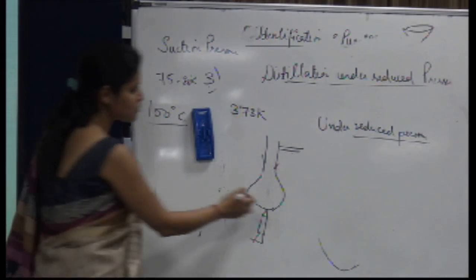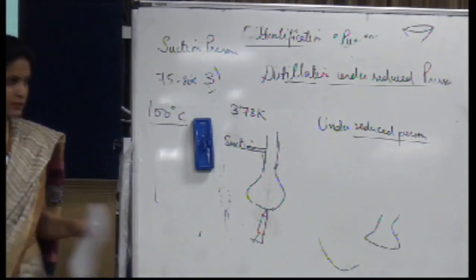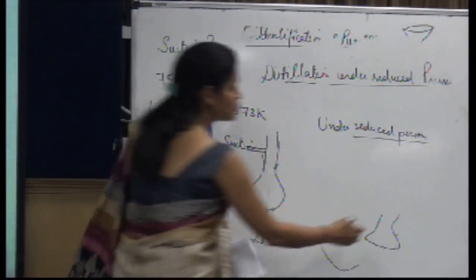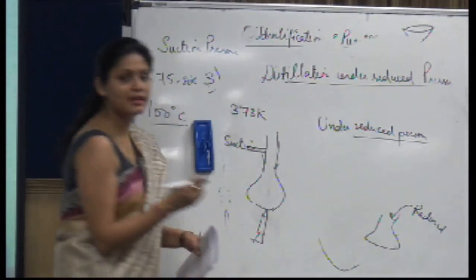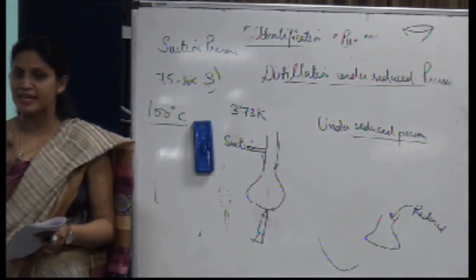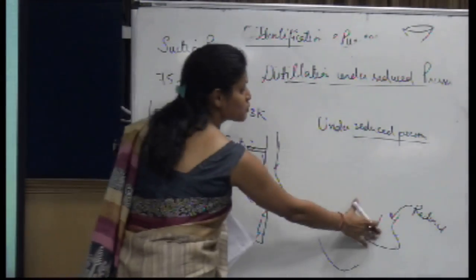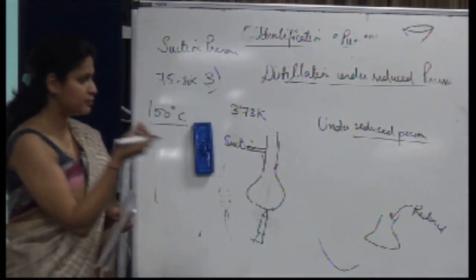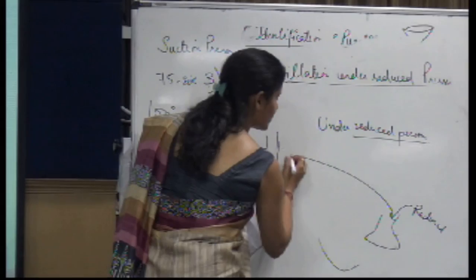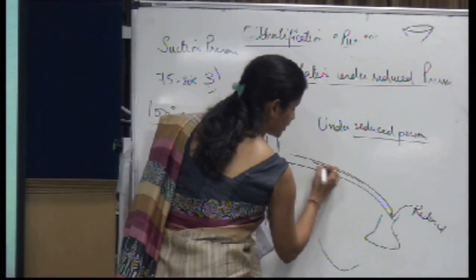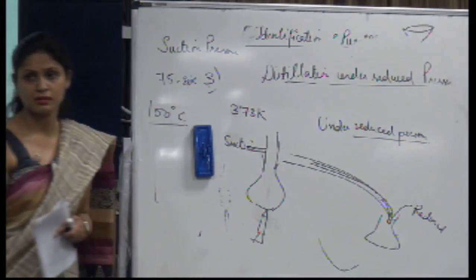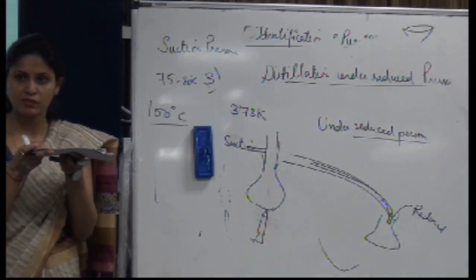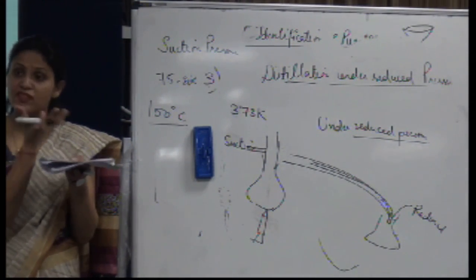Then in that case, what do you expect? This way is also right, that I can also reduce the pressure here, because ultimately the liquid which is being condensed is collecting in the reduced pressure, because the liquid vapors will fall into this conical flask. So wherever we want to reduce the pressure, it would be in the flask only.